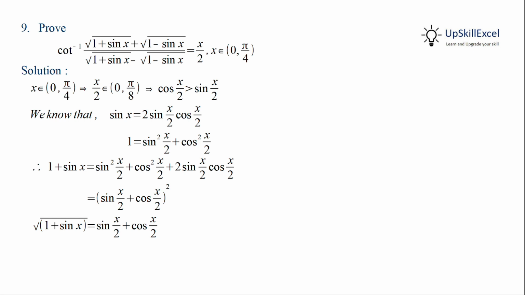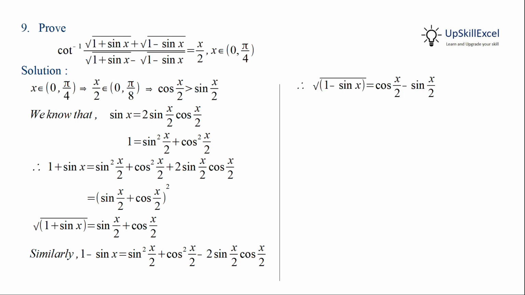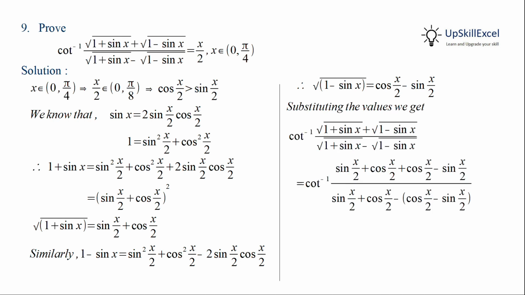Similarly, we can find 1 minus sin x, but we need to note that cos x by 2 is greater than sin x by 2 in the given domain. So here under root of 1 minus sin x will be equal to cos x by 2 minus sin of x by 2. Substituting under root of 1 plus sin x and under root of 1 minus sin x on the left hand side, we get 4 terms in the numerator and 4 terms in the denominator.